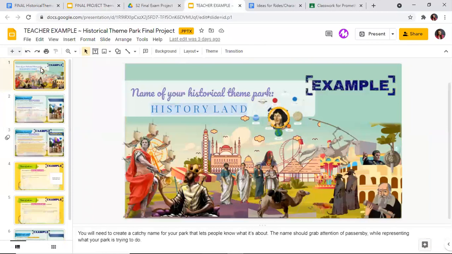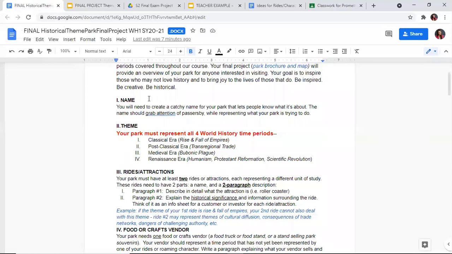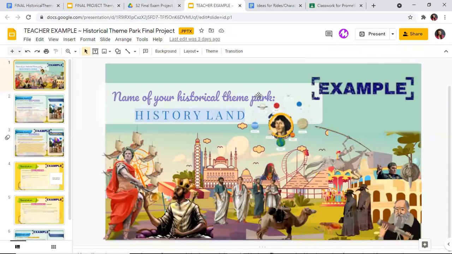Here's my example. You'll see that my park, not terribly creative, has been named Historyland, but it at least does check the box, right, of a catchy name that lets people know what my park's about. You'll notice that I've also taken the basic theme park or amusement park background and added plenty of images to really try to draw people in. My cover page of my brochure clearly tells people what my park is about and what kinds of things they might expect to see on their visit.